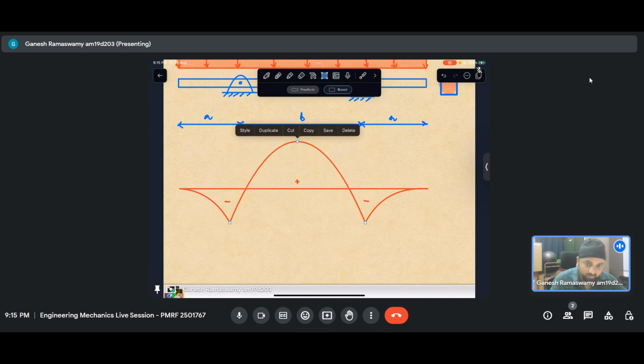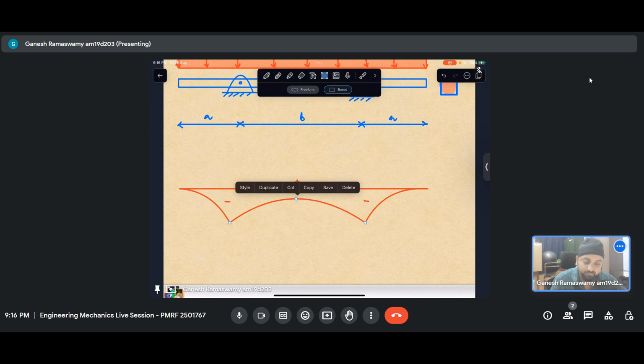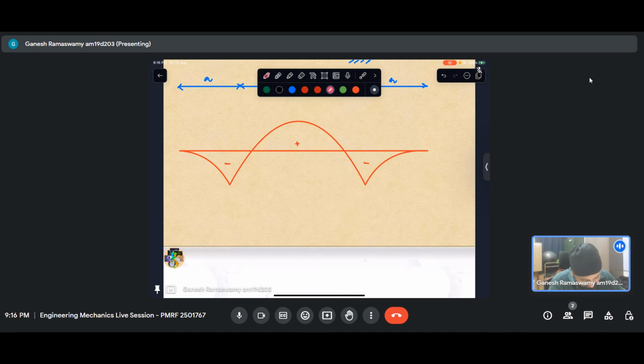Either if B is much greater than A, then we'll have a huge positive bending moment, while the maximum negative bending moment will be less. Whereas if we were to reduce B, we will see that this peak will keep on reducing, and there is also a possibility that it might not even become positive. Now the thing is, why do we go for optimum design? Essentially what we are trying to say is max in tension is the same as max in compression.